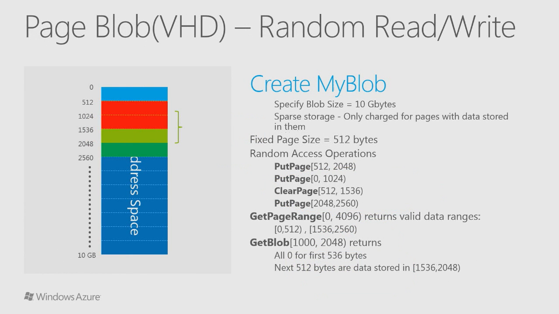This slide illustrates another aspect of page blobs. They are aligned on 512-byte boundaries. Each write to a page blob can overwrite up to 4 megabytes worth of pages. Writes to pages happen immediately, unlike with block blobs.